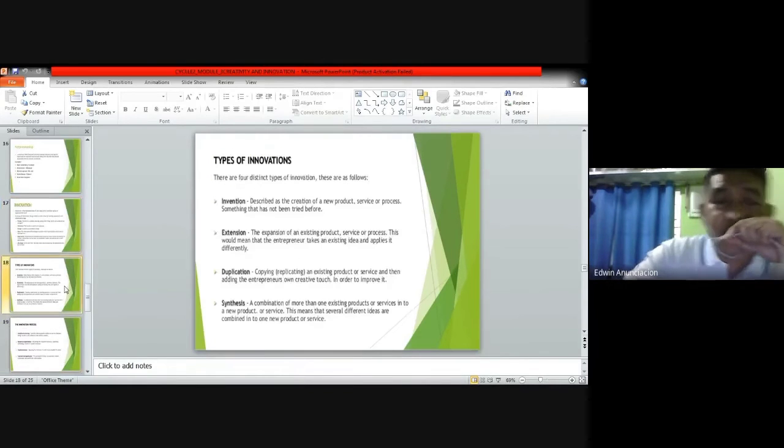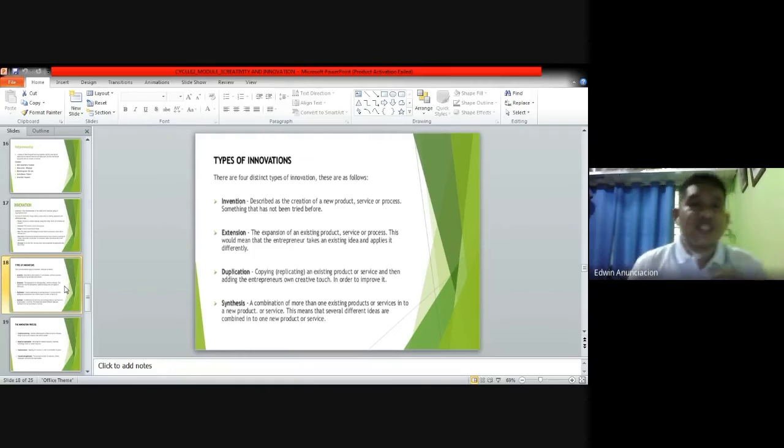So, we have the types of innovation. No po? There are 4 distinct types of innovations. Yung una po is invention. Described as the creation of new products or services or process, something that has not been tried before. Pag saka po invention, totally new. Ibig sabihin po niyan, wala pang nakagawa.